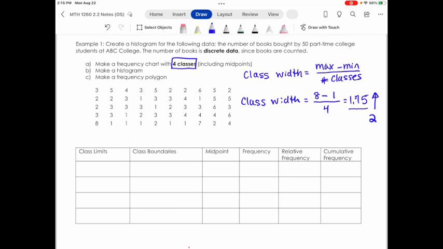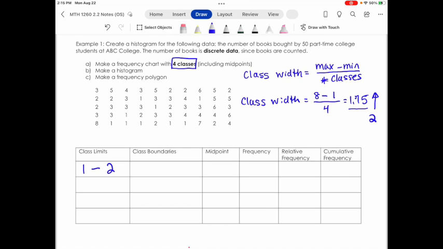Now, when we create our class limits, that's going to give us an idea of how we're going to group them. So that's going to be our starting point. We always start with the minimum number first. Our minimum number is 1. And since we want 2 numbers in our class, we're starting with 1, so we're going to include 1 and 2. So the class limits are going to go from 1 to 2.